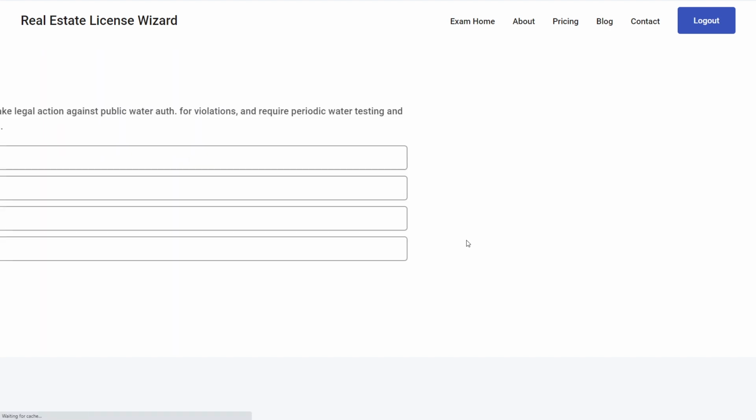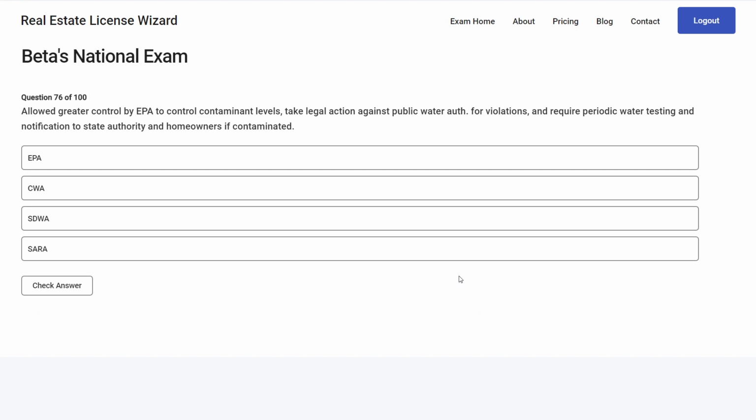All right, next one, 76. Okay, allowed greater control by EPA to control contaminant levels, take legal action against public water authorities for violations, and require periodic water testing and notification to state authority and homeowners if contaminated. Okay, because the four options: EPA, CWA, CDWA, or SARA. All right, think that one over.